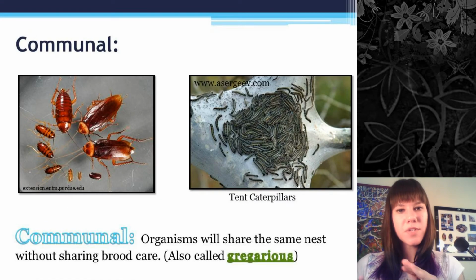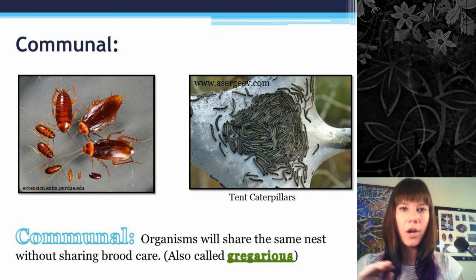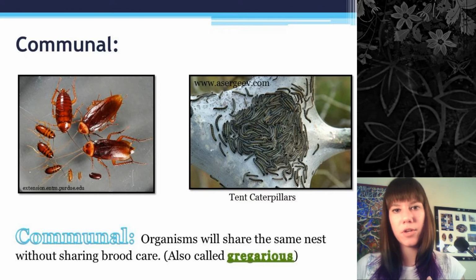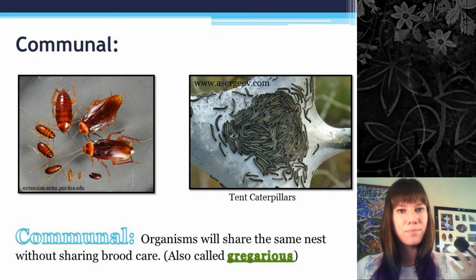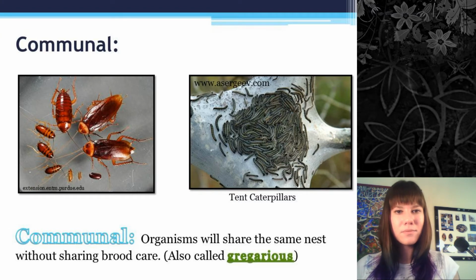The next subsection of sociality would be communal, or sometimes people throw around the term gregarious. And this just means that organisms will live together but not share brood care, or not share parental care, or there might not even be parental care. And a really good example of this is cockroaches. They'll live together, the females will lay eggs, and that's about the extent that they're helping the offspring.